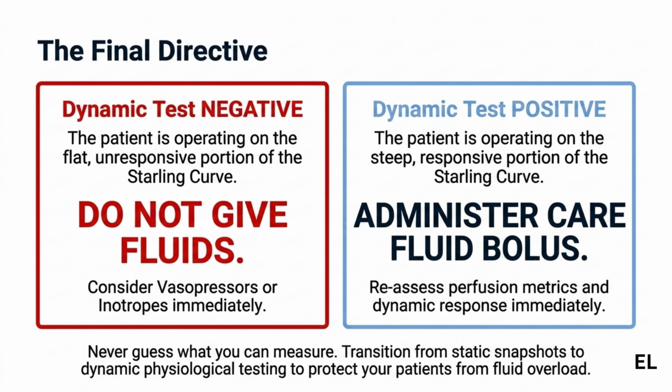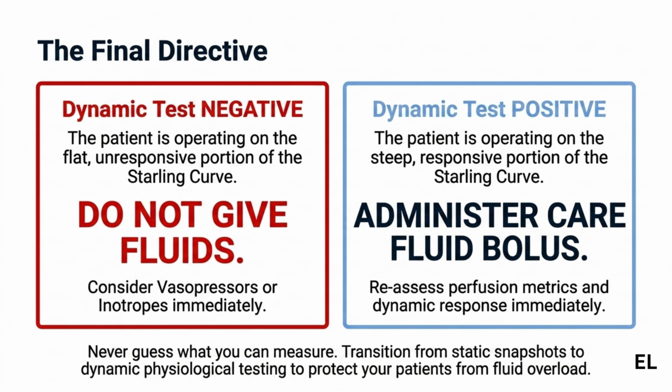The final principle of fluid responsiveness is straightforward. If a dynamic test is negative, the patient is operating on the flat, unresponsive portion of the Frank-Starling curve. In this situation, additional fluid administration will not increase stroke volume and may instead contribute to pulmonary edema and tissue fluid overload. Therefore, fluids should not be given, and alternative therapies such as vasopressors or inotropes should be considered.